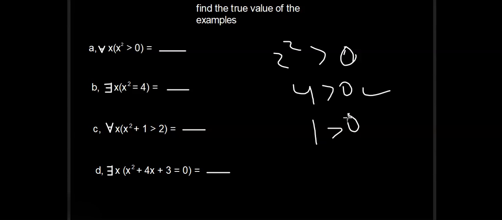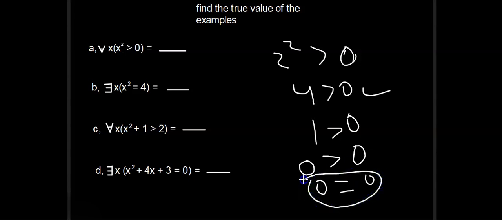But what if I take 0? Since 0 times 0 is 0. And do you guys think that 0 is greater than 0? No, because 0 cannot be greater than 0. 0 is always equal to 0. So my statement will be false, because I found one thing that can make my statement false. So do you get the concept? Because I found this 0 that can make my statement false, then the whole thing will be what? The whole thing will be false.